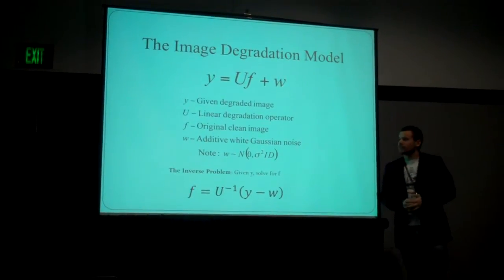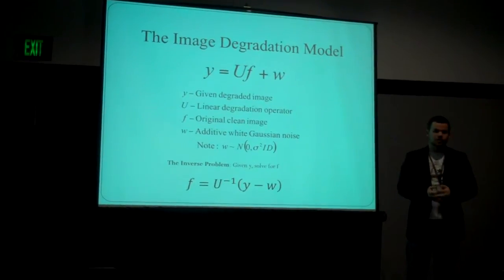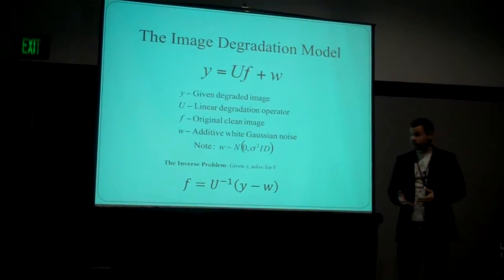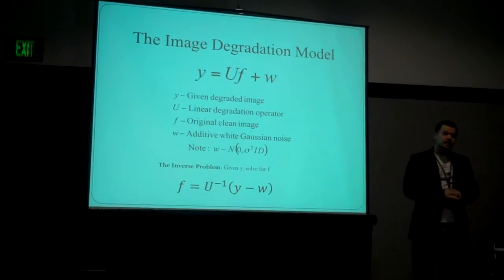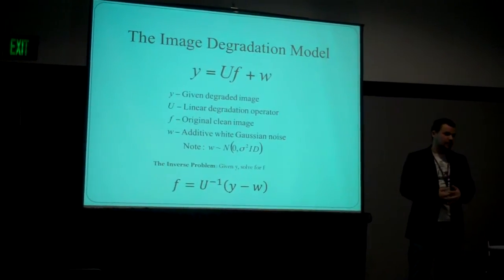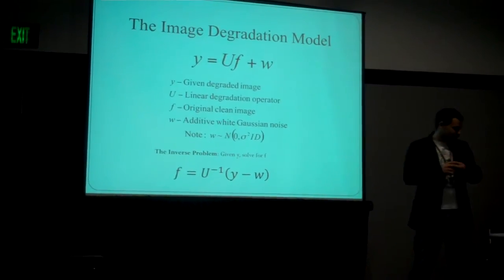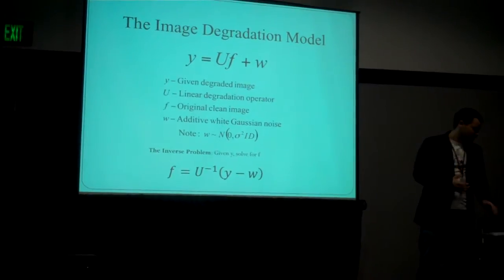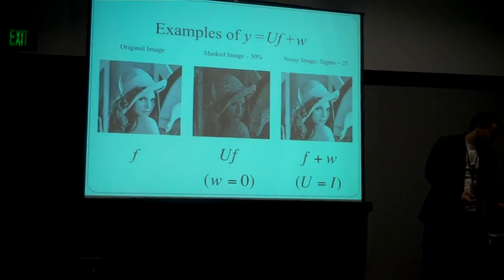But the problem is that this degradation operator oftentimes is close to, if not, singular, so it's not really invertible, and also your W is not really affected by the degradation operator. So subtracting that from Y, it sort of just screws up the image, and you're not really working with anything that can be inverted.